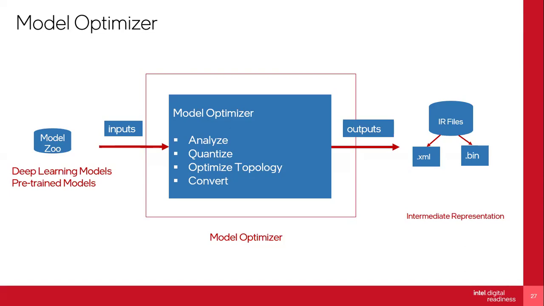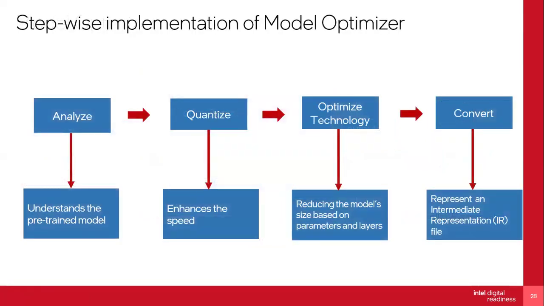Whatever files we get after the model optimization, the XML file and bin file, we call them IR files, intermediate representation, because after the model optimization the output is the intermediate representation. So what files will be in that? The XML file and bin file. The size will be reduced and the quality also improved. Clear?